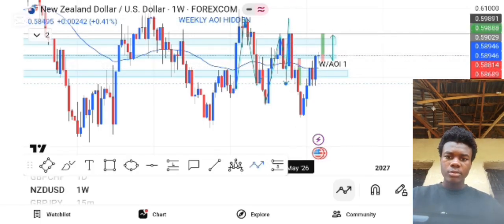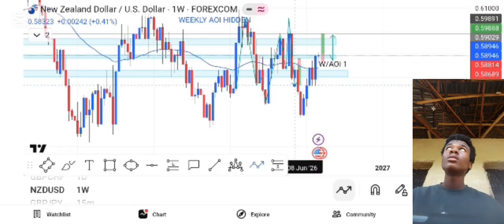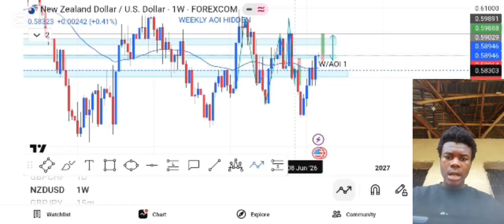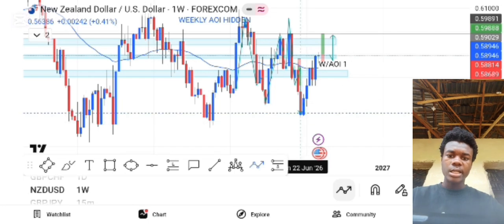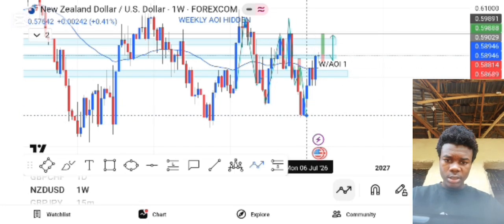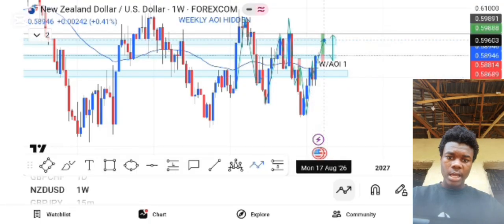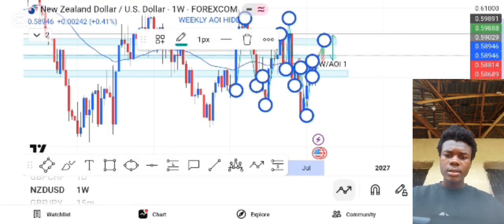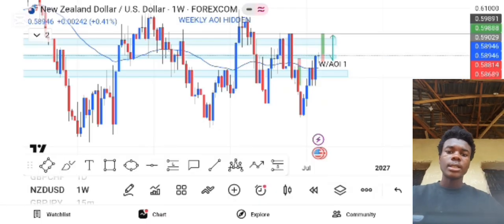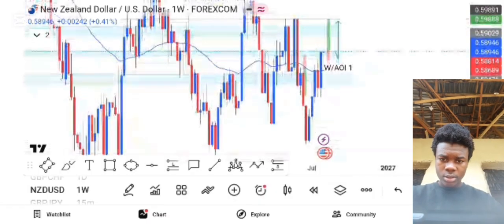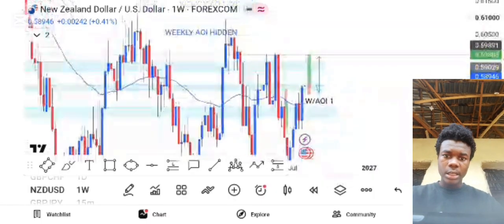Then we pull back again. We created a lower high here, then created a lower low here again. Then created another lower high here, then a lower low. Then created a new higher high. So we are currently bullish on the weekly time frame.